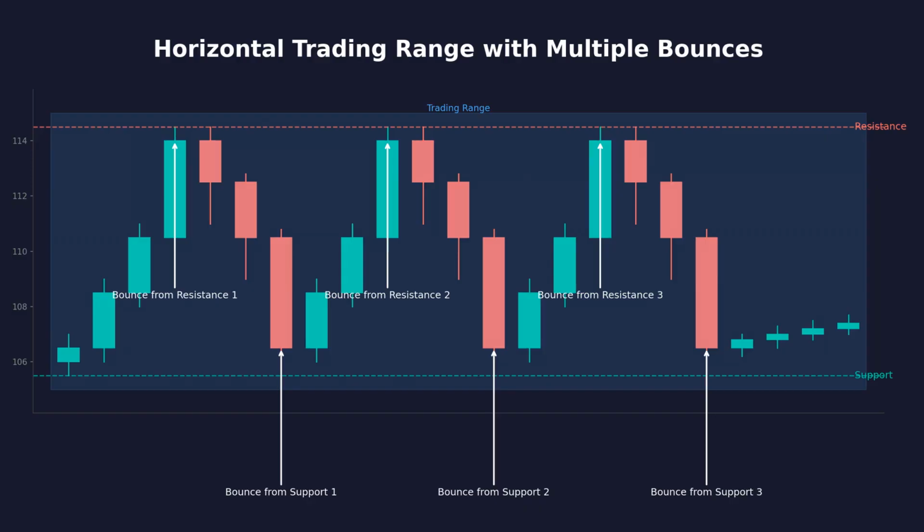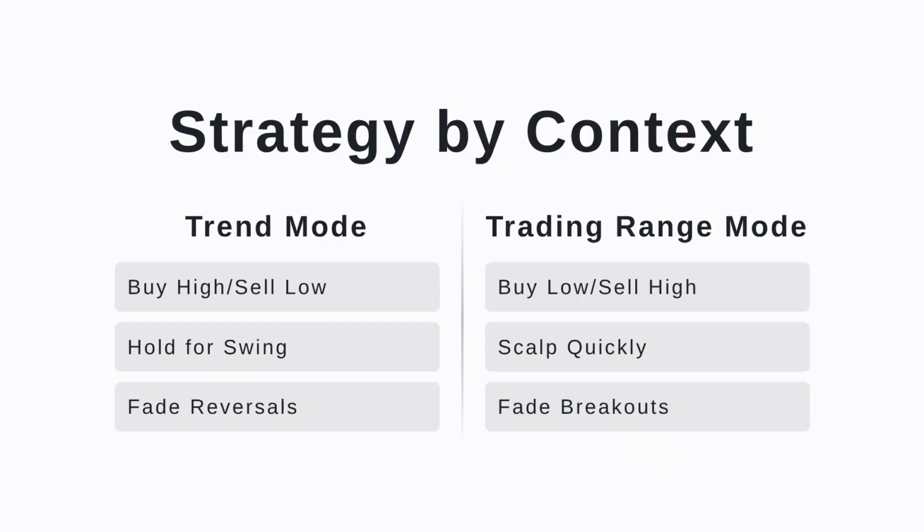Conversely, here is a trading range context. The market is oscillating between a support level and a resistance level. The bars are overlapping, tails are prominent on both sides, and there is no clear direction. In a trading range, the strategy flips completely. We buy low, sell high, and scalp for smaller profits. Buying a breakout in a trading range is a low probability bet, as 80% of breakouts from trading ranges fail.